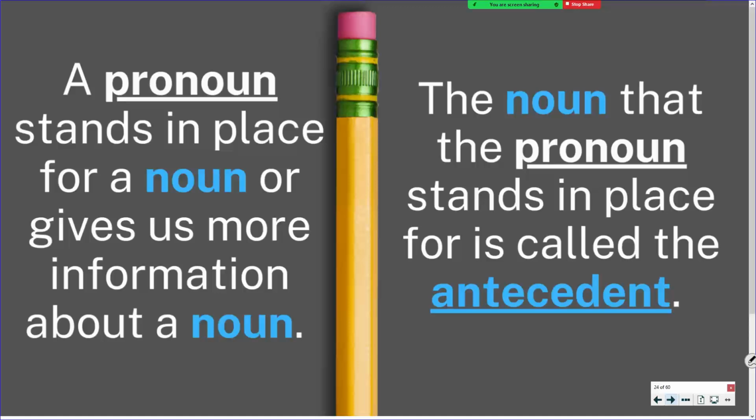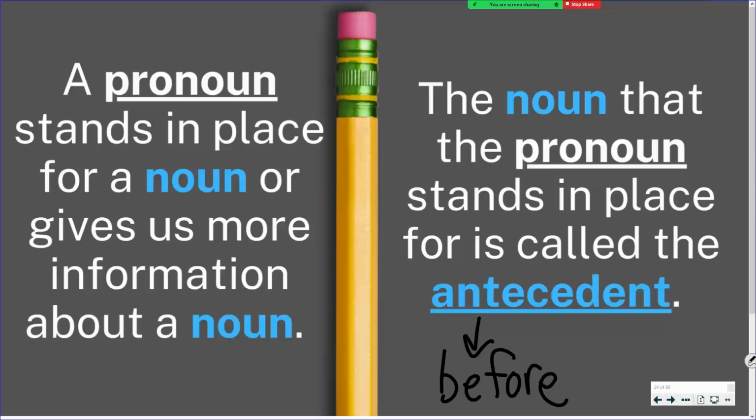All right, let's look at today's part of speech. We're looking at pronouns, okay? So a pronoun stands in place for a noun, or it gives us more information about a noun. The noun that the pronoun stands in place for is called the antecedent, okay? So ante is a word that means before, right? So it stands in place. And that's why it's before, right? So you hear the noun first, and then you hear the pronoun, okay? And it stands in place.